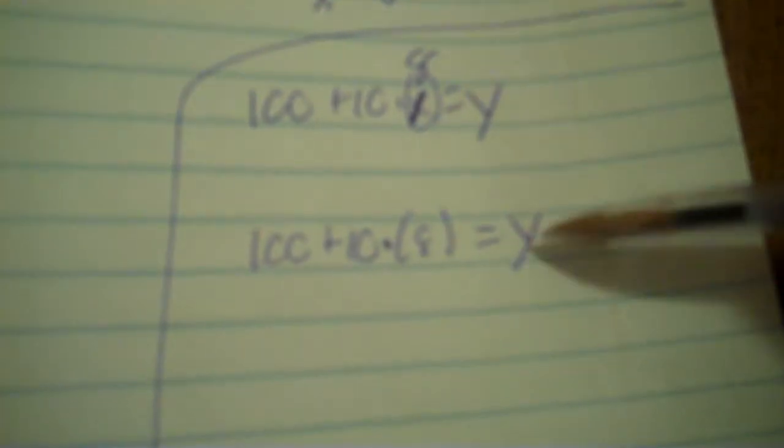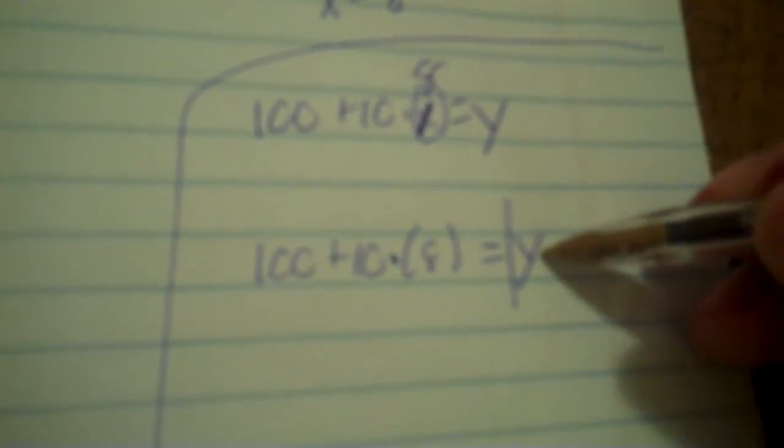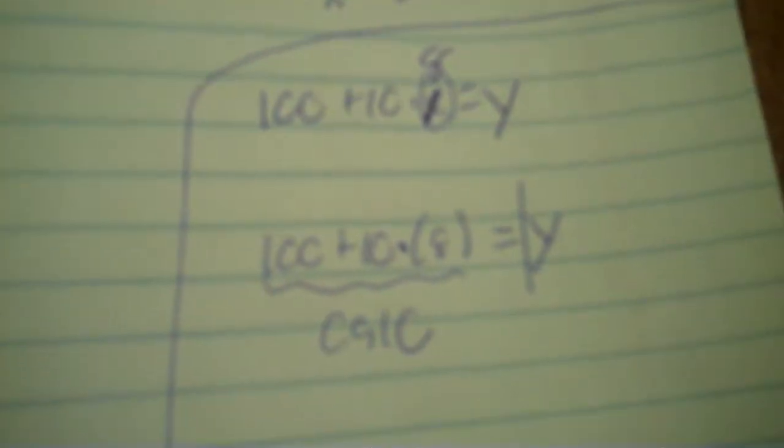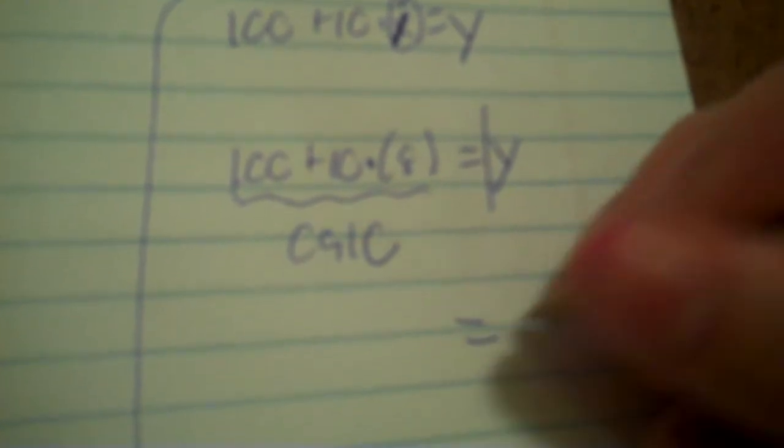Now what letter is there now? Y. Make a wall. Oh, Y is by itself, so I put the word calc. That means just calculate it, and then Y is solved for. So 100 plus 10 times 8, 180. So dollars, 180, okay? 8 rounds cost $180.